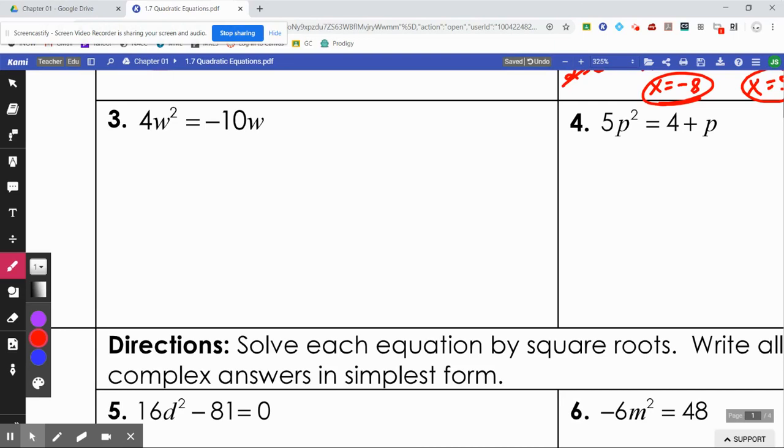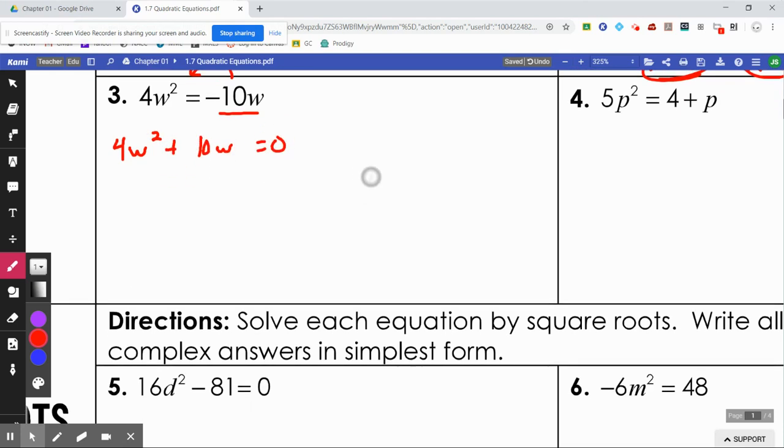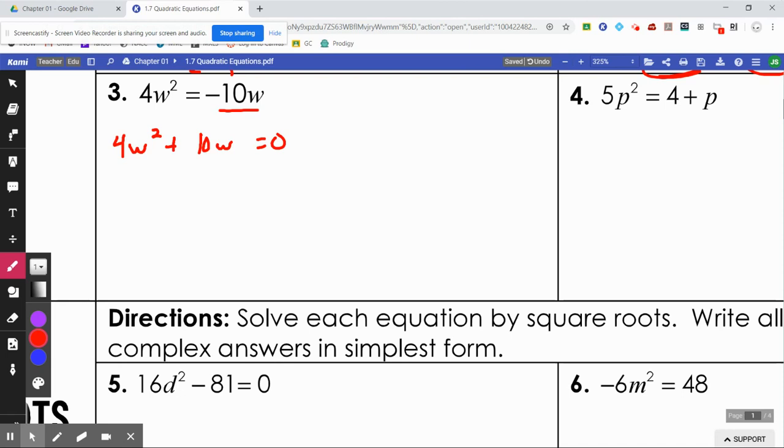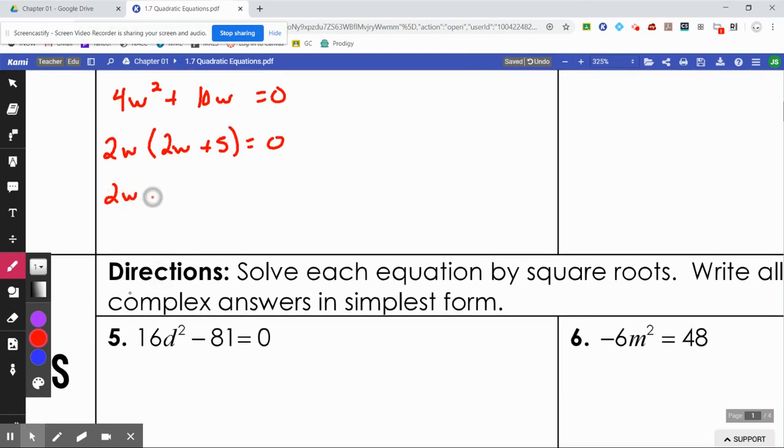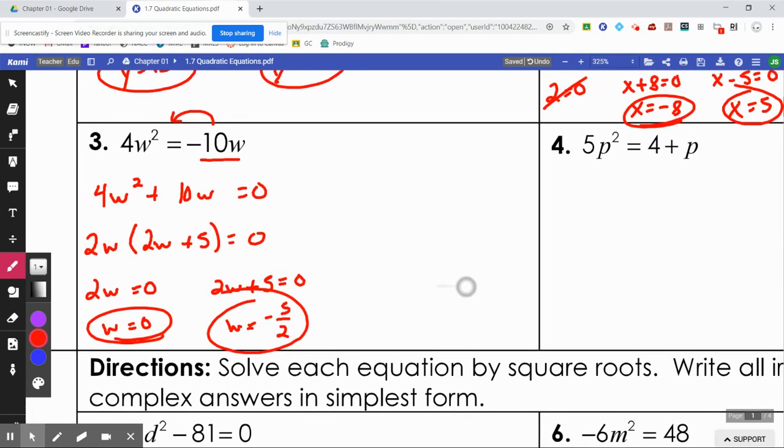Number 3. Again, we need it set equal to 0, so let's move this over. You have 4w squared plus 10w equals 0. You don't have a c term here, so all you've got to do to factor this is pull out a GCF. 4 and 10, there's a 2 in common. W squared and w, take the lowest power. 2w times 2w plus 5 gives you that. Set each factor equal to 0. Solve: divide by 2, w is either 0, or subtract 5 and divide by 2, and you'd get negative 5 halves. There's your two answers.